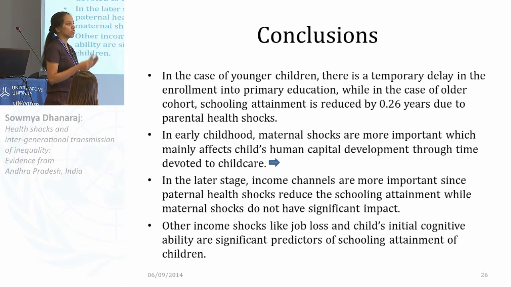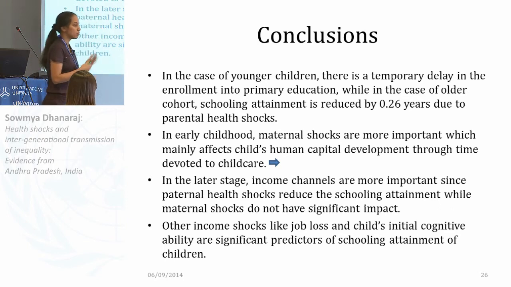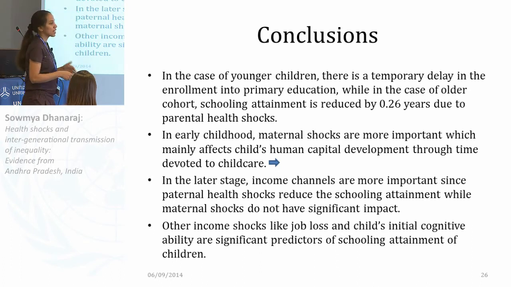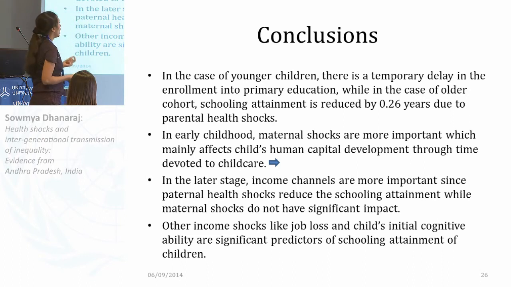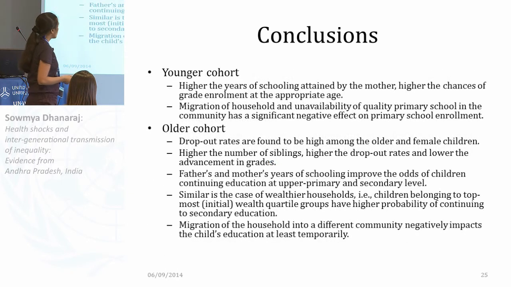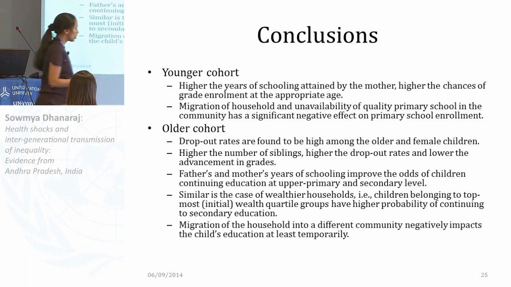But in the later stage, for the older children, the opportunity costs are higher than for the younger children. So paternal shocks become more important, because loss of income drives the children to be dropped from school and sent to work. Also, other income shocks like child job loss and parental job loss, and the child's initial cognitive ability, are significant predictors of schooling attainment of children. The other factors are the mother's education and father's education, which significantly contribute to the schooling attainment of children.